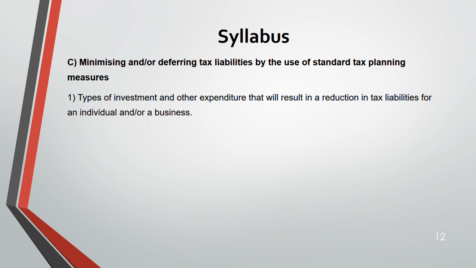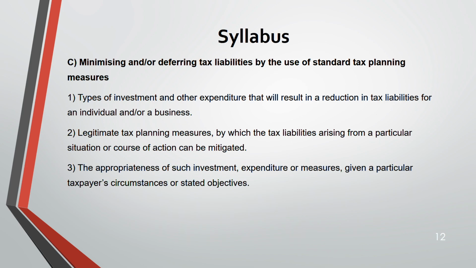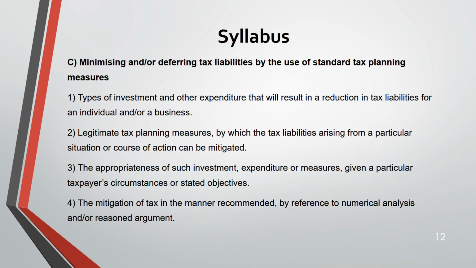See, you have to choose a type of investment, okay, to reduce tax. Legitimate tax planning measure. Then appropriateness of that investment. You have to see the investment that you are giving. Tax planning, when you are giving, you have to see the taxpayer's circumstances also, whether it is aligned with his current situation or not, whether it is aligning with his objectives or not. And mitigation of tax by reference to numerical analysis or recent argument.